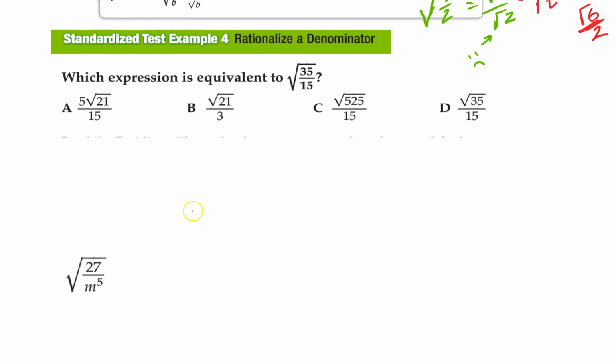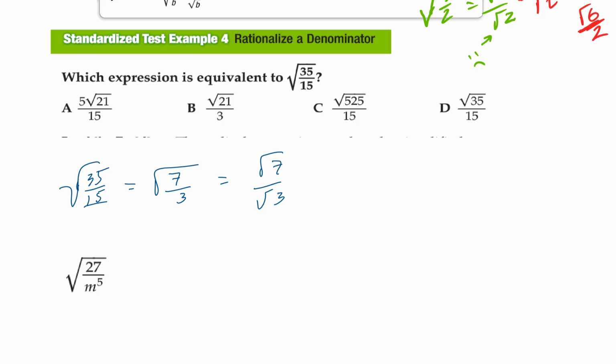So let's look at this first one here. It's like a little practice SAT problem. I want to know what this is equivalent to. So I have radical 35 over 15. So first, let's try to reduce it. I could divide them both by 5. So 35 divided by 5 is 7, and 15 divided by 5 is 3. Then I can split it: rad 7 over rad 3.